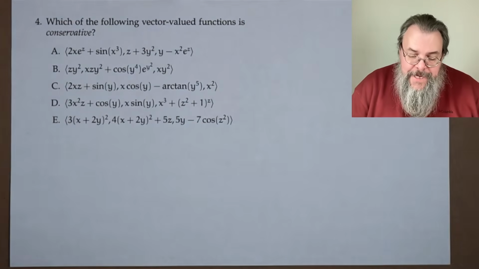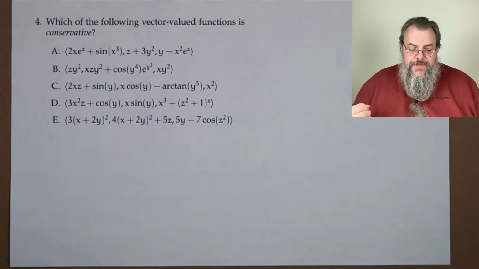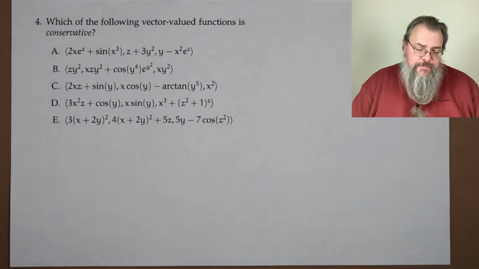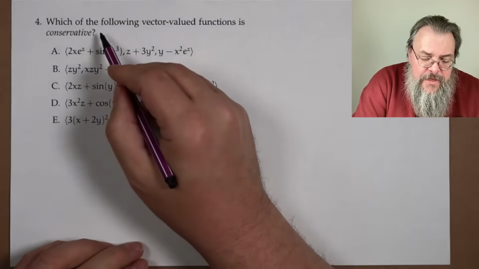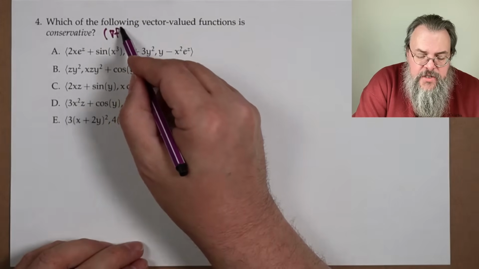Which of the following vector-valued functions is conservative? Ooh, conservative. Okay, now how are we going to figure that out? And what does being conservative mean? Well, conservative is another way of saying that it comes from a gradient. So it's a gradient of some function.